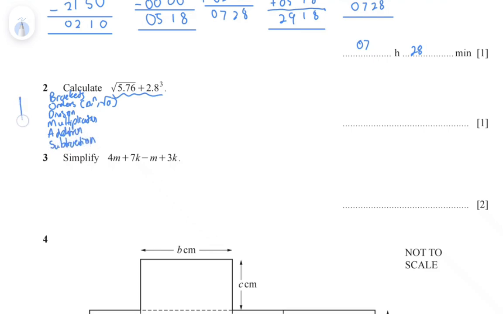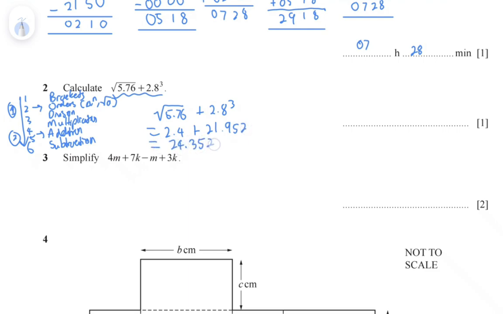So this tells us the order in which we should do operations, starting at the top with brackets and ending at the bottom with subtraction. So here in this equation, we have orders and addition. According to BODMAS, we should do the orders first and additions second. So, evaluating the square root of 5.76 and the cube of 2.8, we will get 2.4 plus 21.952, which gives us the final answer of 24.352.